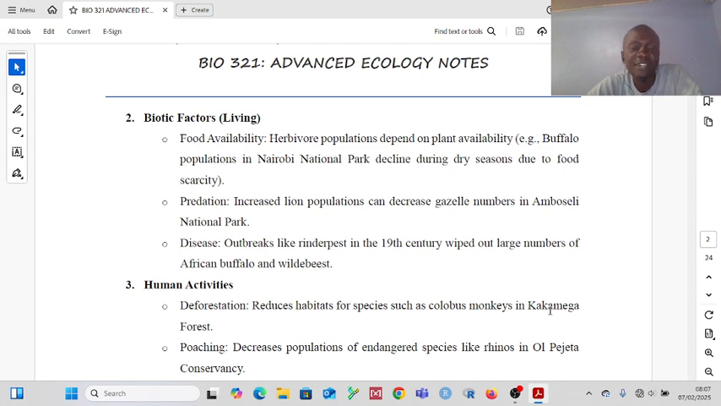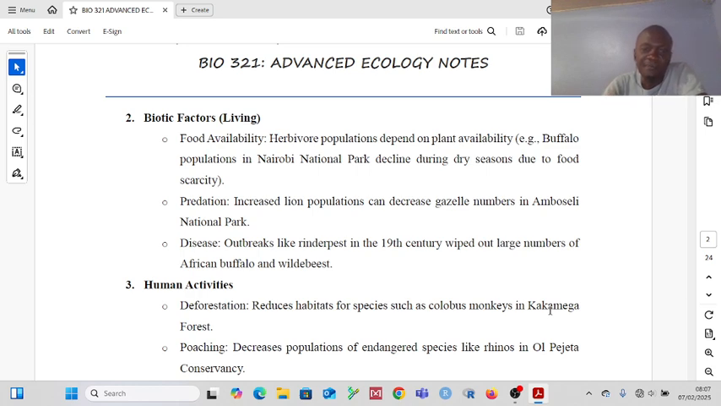Still within the biotic factors, you have a relationship that we call predation. So when you increase predators, the animals which are fed on, which are predated upon, will decrease. In this example, if we have an increase in lions, we can potentially lead to a decrease in the number of gazelles.